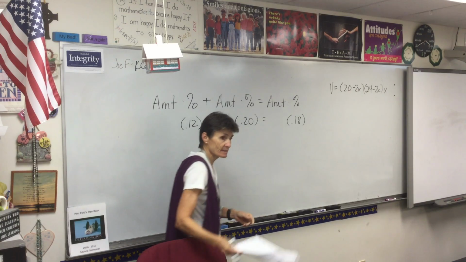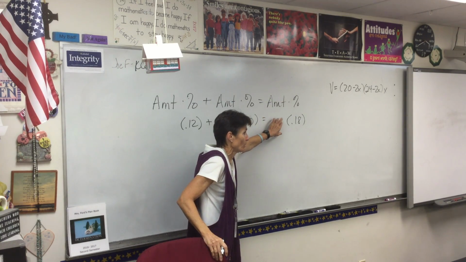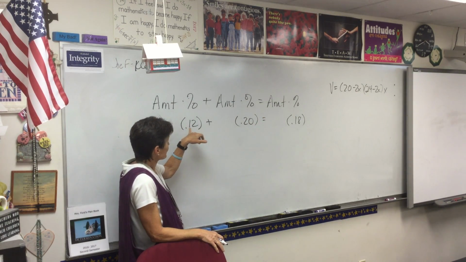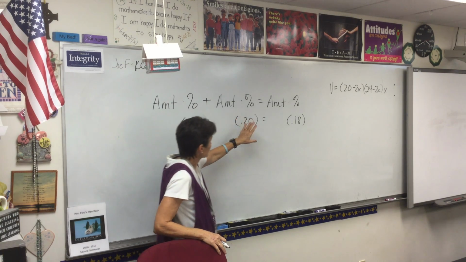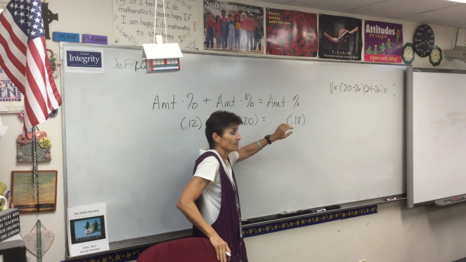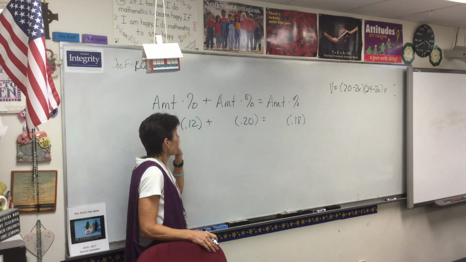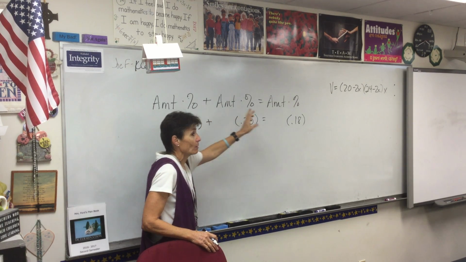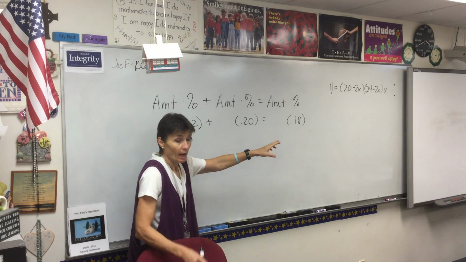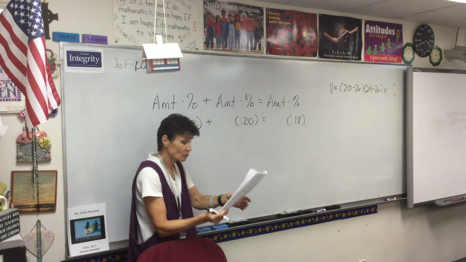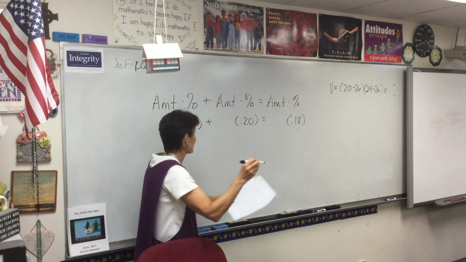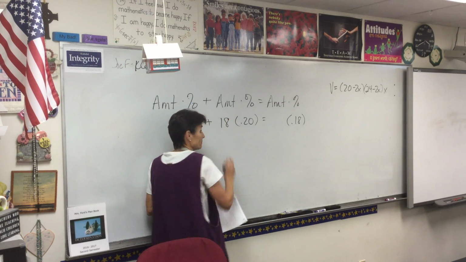So does that make sense to everybody? The final mixture is the one over here by itself. So I'm mixing the 12%, the 20%, and the 18%. Now, do I know any of the amounts? I know one of the amounts. It tells me that I have 18 gallons of the 20%.